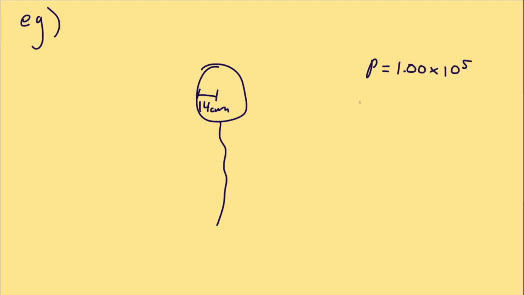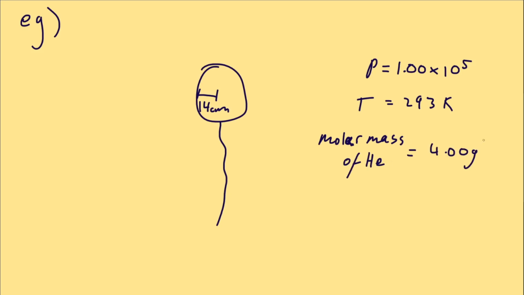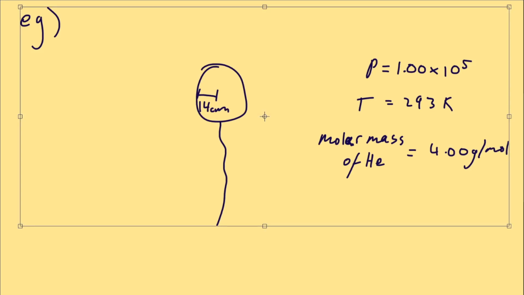Problem number 2 we'll go through is a balloon at a kid's party. So a helium balloon at a birthday party, let's draw it. It has a radius of 14 centimeters. It's filled at room conditions of the pressure being 1.00 times 10 to the power 5 pascals and the temperature being 293 Kelvin. The molar mass of helium is 4 grams per mole. We're looking for the mass of helium inside this balloon. How do we approach this?